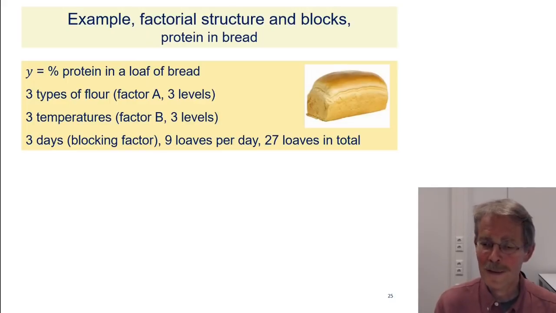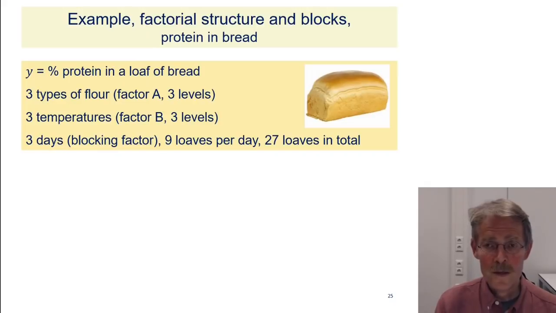And then, if you get a little bit more experience, as soon as you hear that an experiment is spread over several days, you think days should be blocks. Because from one day to another, maybe another batch of flour is used. Maybe another person is preparing the loaves. So there is variation from day to day. So you better have all your treatments, you have 9 of them, the combinations of type of flour and temperature, within each day. So each day you prepare 9 loaves, each loaf with a separate combination of type of flour and temperature. And you do that for 3 days, and you have 27 loaves in total.